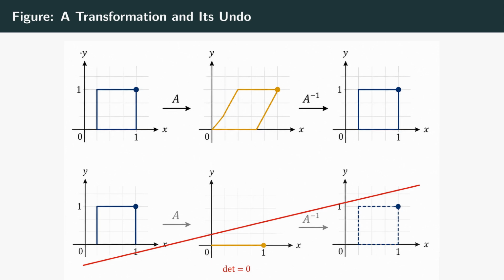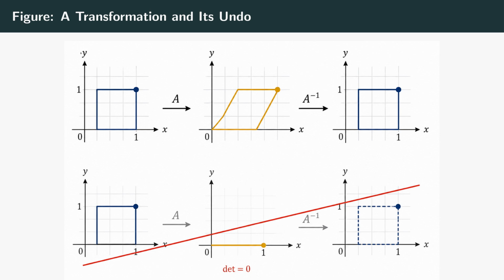Here is the inverse as a round trip. On the left, the unit square sits on a grid with one corner marked so we can track orientation. The arrow labeled A carries it to the middle, where A has rotated and stretched it into a tilted parallelogram. Then the arrow labeled A inverse carries that parallelogram to the right, where it lands back as the original unit square, corner mark and all, identical to where we started.